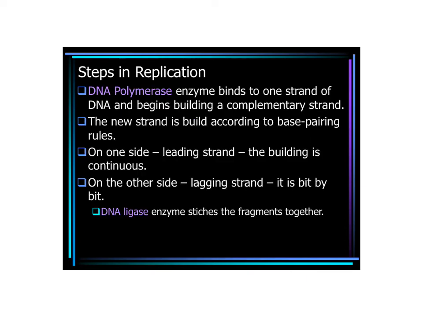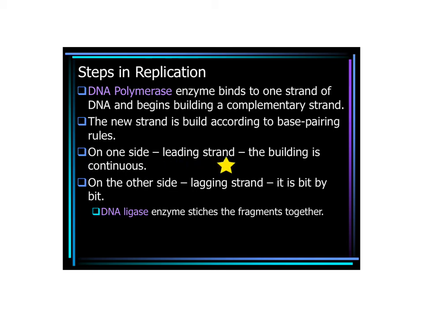Once you have the replication fork, then another enzyme comes in, DNA polymerase, and it's going to bind to each strand of the DNA and begins building a complementary strand. So wherever there's an A, a thymine comes in. Whenever there's a C, a guanine comes in. If there's a G there, a cytosine comes in. Okay, so the base pairs tell the molecule kind of how to come in. The DNA polymerase is the one that brings them in and makes them bind together. The new strand, again, like I said, is built according to base pairing rules, adenine with thymine, guanine with cytosine.